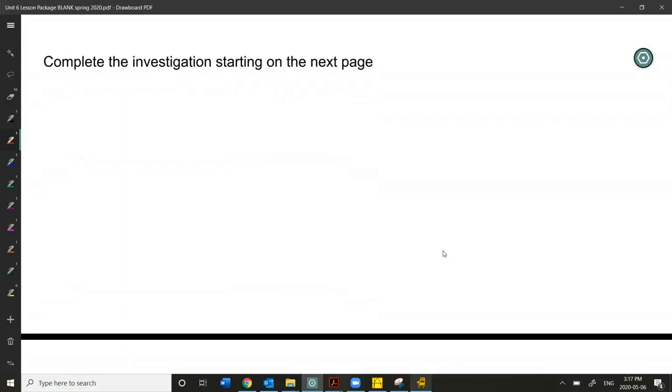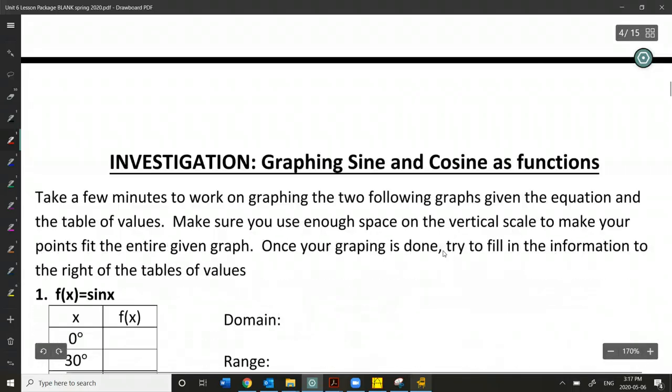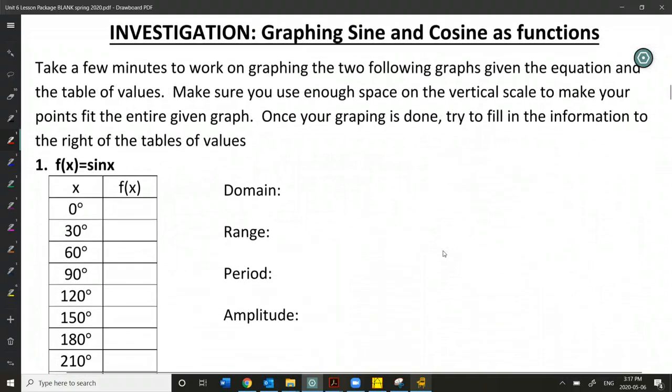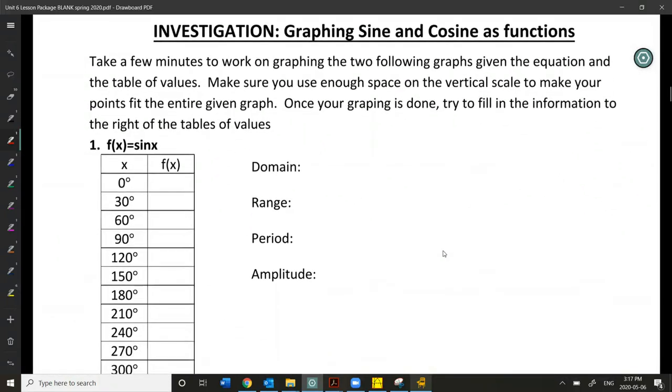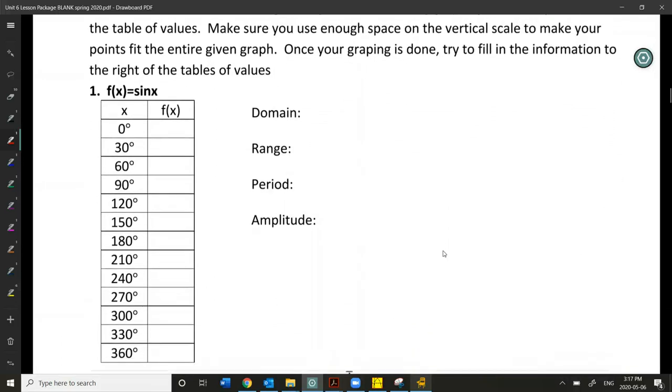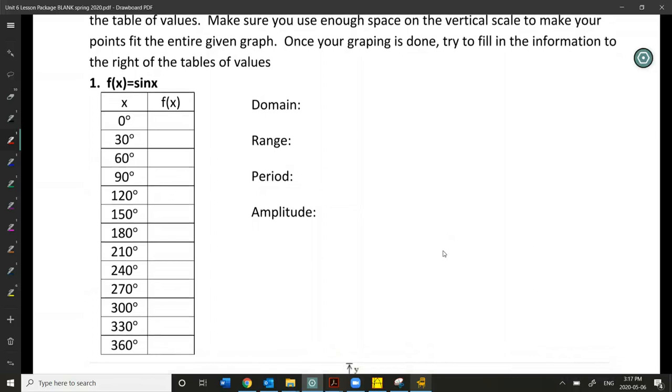Okay, so we're going to do a little investigation. In order to do this investigation, I would suggest printing this out or drawing out a graph like the one below. What you want to do is set up a table of values for sine and also cosine that goes from 0 to 360 degrees, so one full rotation, up by 30s.